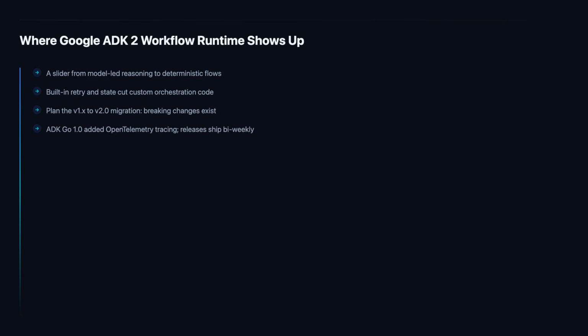Separately, ADK Go 1.0 landed in March 2026 with native OpenTelemetry tracing and refined agent-to-agent support. With releases shipping roughly every 2 weeks, and the latest Python release dated June 4, 2026, we should track changelogs closely. Let us recap the key takeaways on Google ADK 2 Workflow Runtime and what to do next.